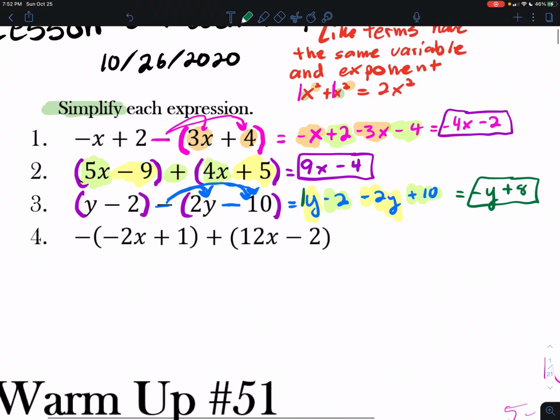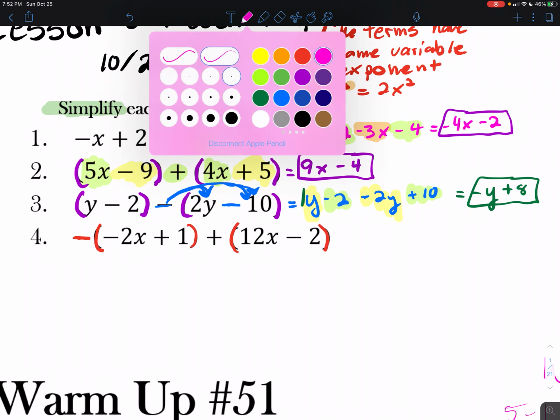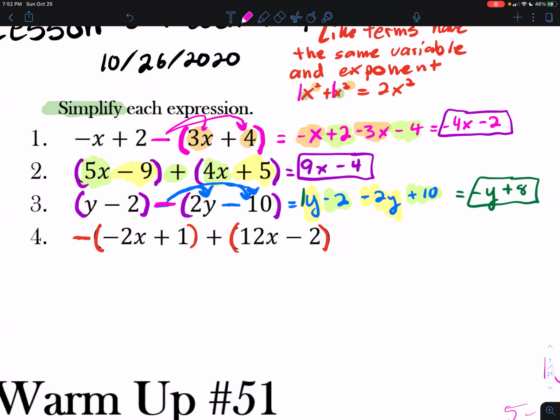And then on the last one, if we read this carefully, we've got a negative in front here, and then negative 2x plus 1, and then a plus sign, and then 12x minus 2. Whenever you see a negative in front of parentheses, it's the same idea as when you're subtracting in the middle. I'm going to distribute a negative 1 to both of these first. So this makes that positive 2x and minus 1. And then the plus 12x minus 2 can just be brought down. It doesn't need to change since there is a plus sign here. It only needs to change if there is a minus sign in between.